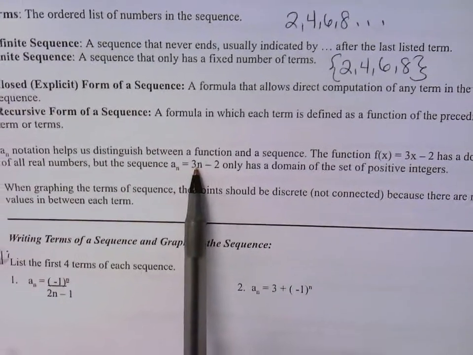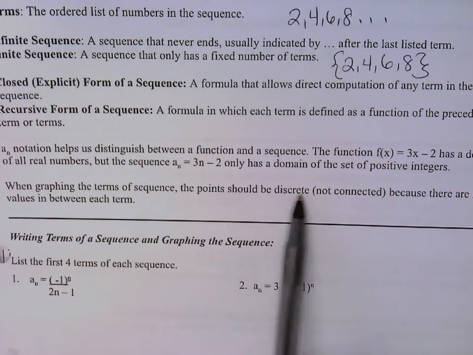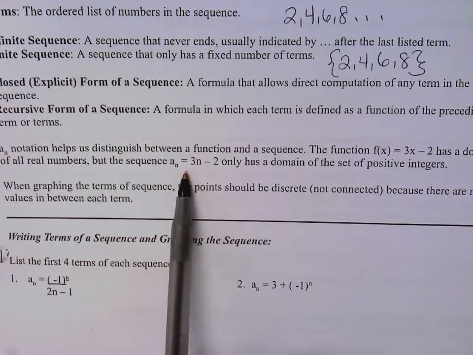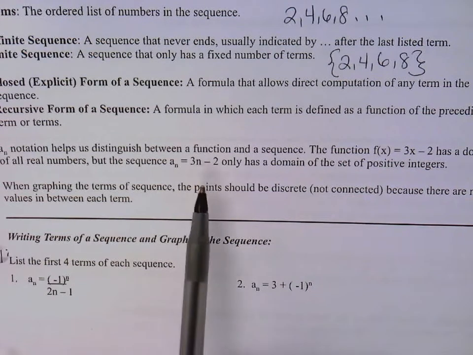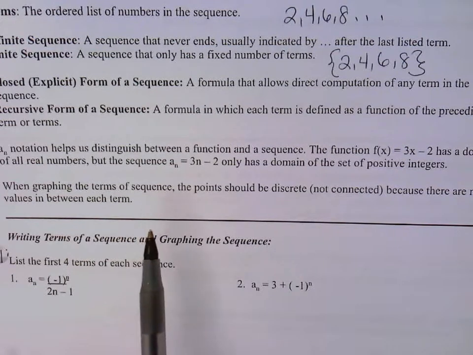And then when you graph terms of a sequence, your points are discrete, meaning they're not connected. So the way I think of this is if you're renting an apartment, you usually pay rent by the month, right? So you pay 1 month's rent, then you pay 2 months rent, then you pay 3 months rent. You never pay month 2.5, right? So if you're paying $1,000 a month, you're never going to pay $2,500.